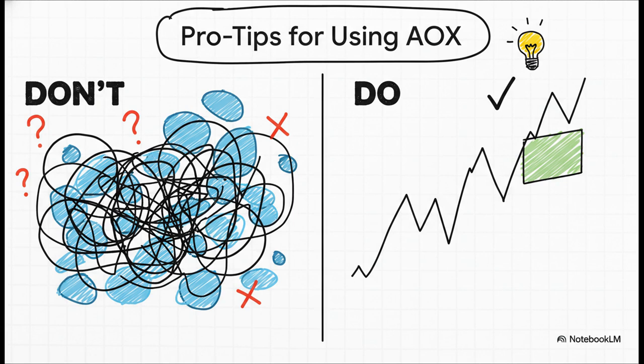The source makes a really big point here. Don't go crazy with this. You're not trying to mark up AOX zones all over your chart. The goal is to find just one clean, obvious impulse move per session. Seriously, remember this. Fewer zones mean more clarity, less is more.